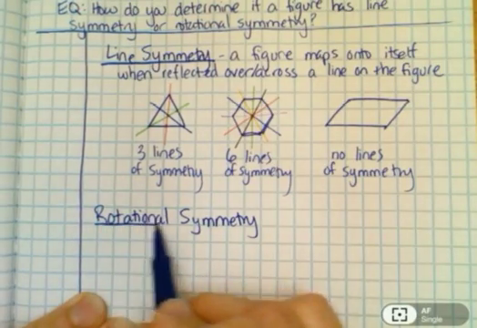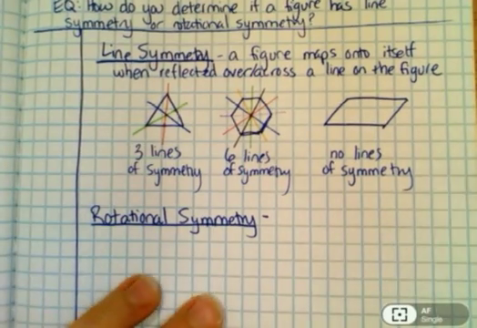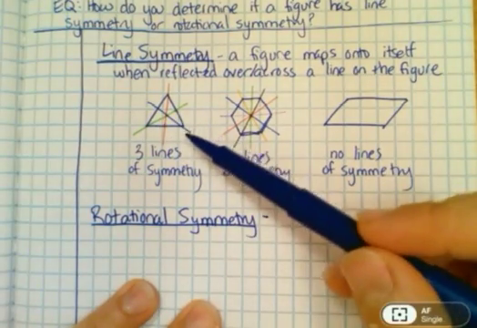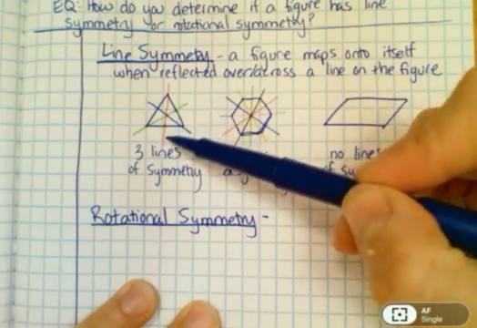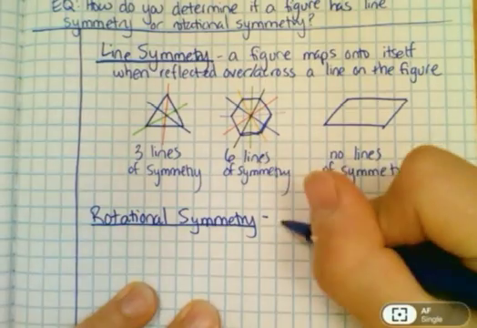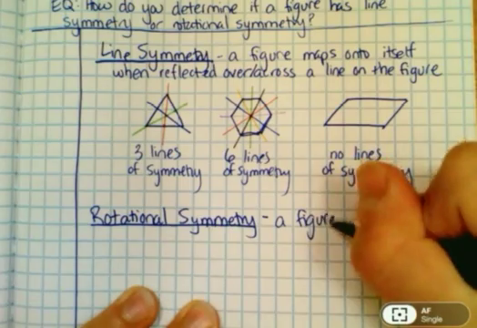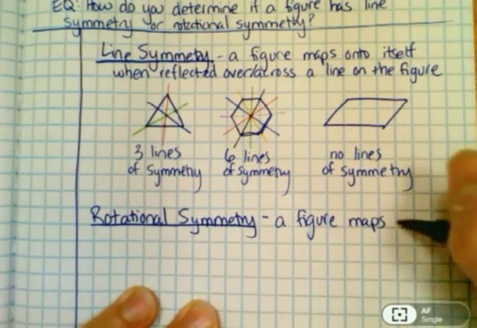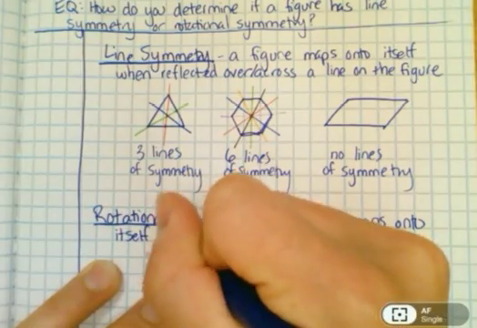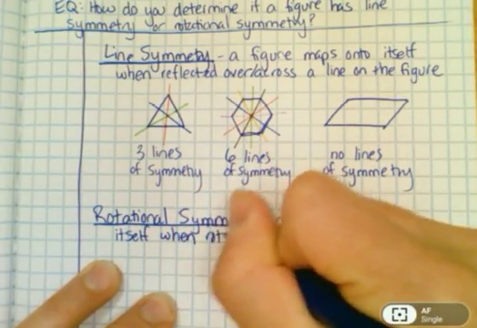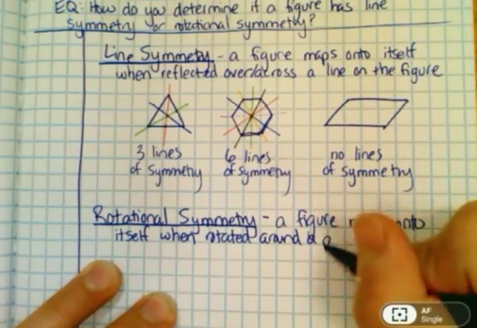We're going to spend a lot of time in class exploring rotational symmetry, so we're going to keep this really quick today. Rotational symmetry is very similar to line symmetry. With line symmetry, you're looking for a line that you can reflect the shape on to map it onto itself. And for rotational symmetry, it's the same but with a rotation. So a figure maps onto itself when rotated around a point on the figure.